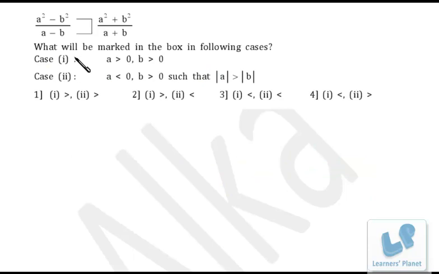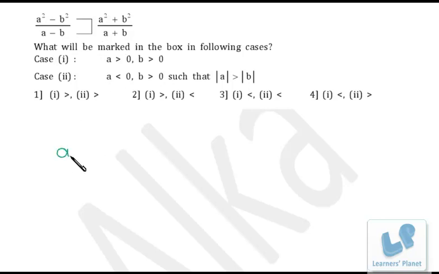Now friends, let's see this problem based on inequality. Here we have to make a comparison between these two expressions. The case one is where A and B, both of them, are positive. So if both of them are positive, we can simplify this expression to a certain extent. Here it is A square minus B square by A minus B, so we'll be having A plus B over here.